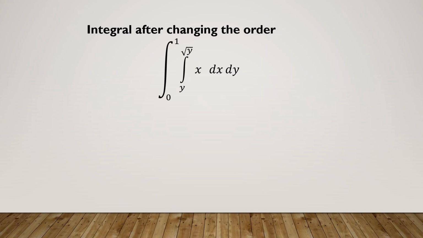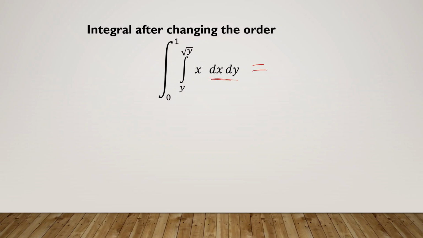So the changed order double integration is: the outer integral is from 0 to 1, the inner integration is from y to root y, the integrand is x, and the order is dx dy. So up to this, it is changing the order of integration. Next we need to evaluate this.